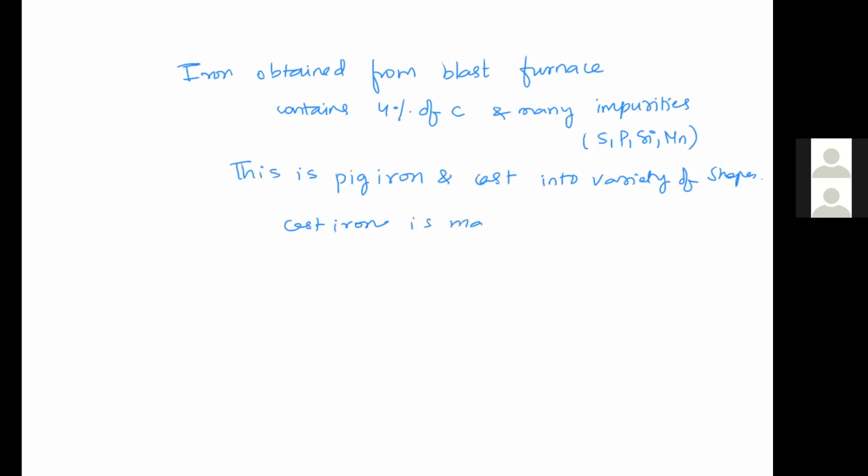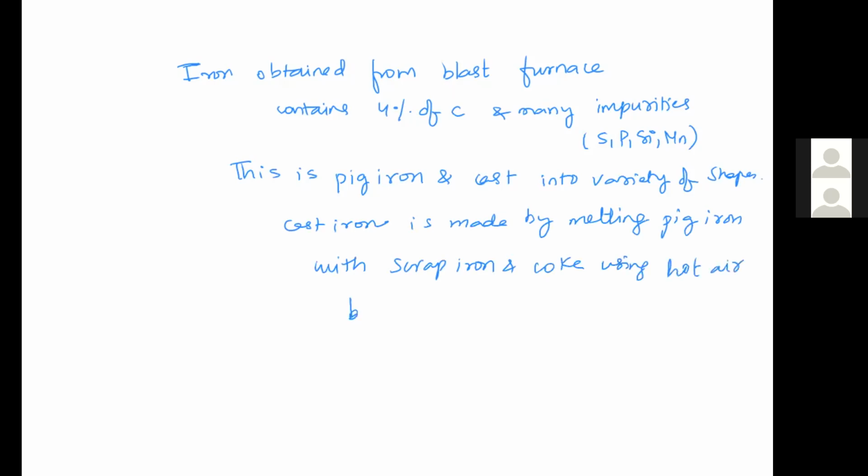Cast iron is made by melting this pig iron with scrap iron and coke using hot air blast. Also about cast iron, it is hard and brittle.